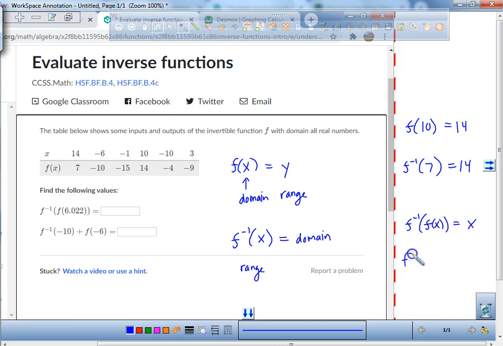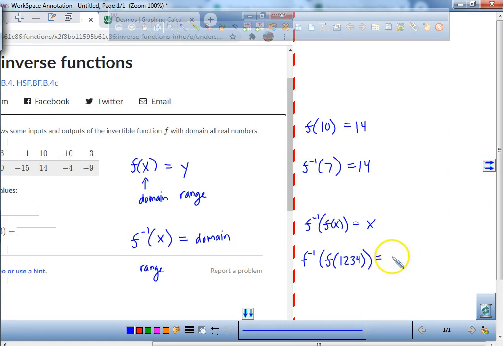So if I were to say the inverse of f of 1, 2, 3, 4, close it. What's the inverse of f of 1, 2, 3, 4? 1, 2, 3, 4. All right? If I say the inverse of f of a, b, c, what's the answer? A, B, C. It's easy as that.